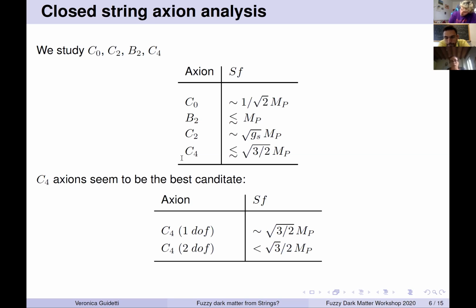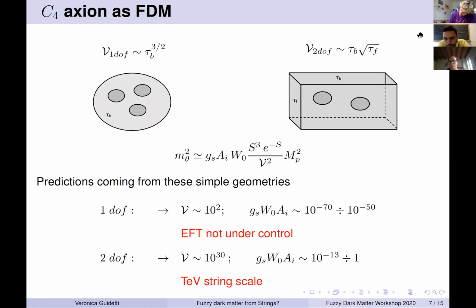A pictorial view of this is this one. In one case, the overall volume is just proportional to a single field. In this other case, it is proportional to 2 fields, that pictorially here are the 2 areas.